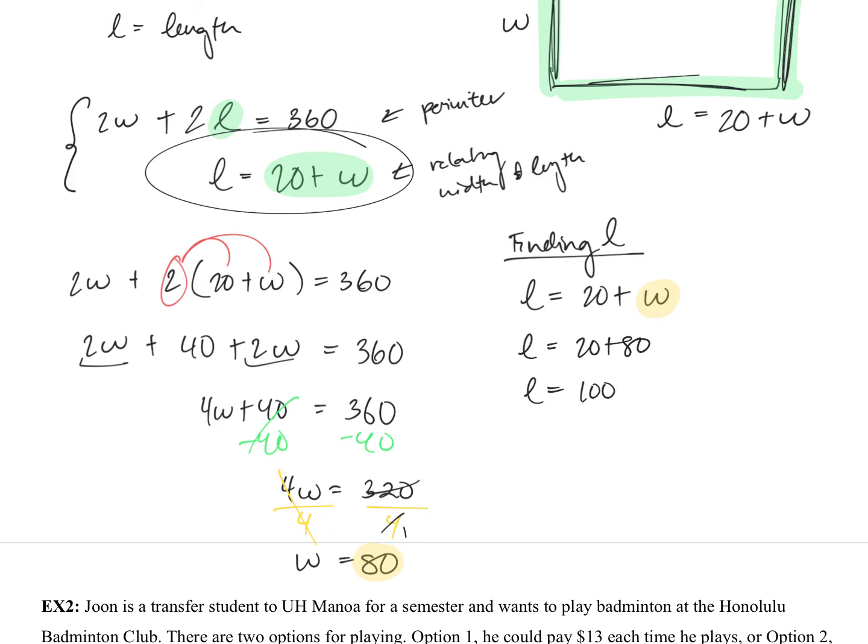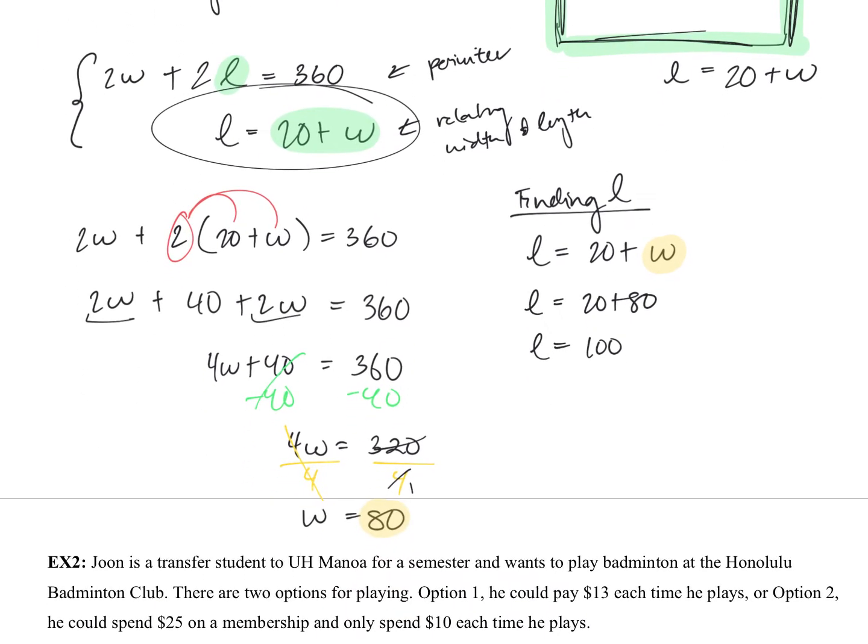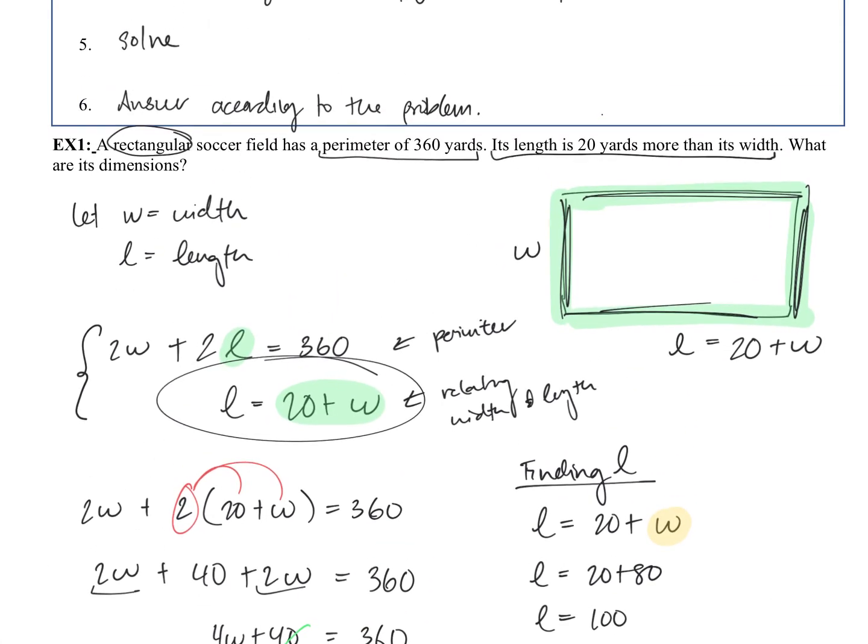Are we done? No, because this is a word problem, so we need to answer in word form. So what would the answer be? The dimensions are 100 by 80 what? Yards.